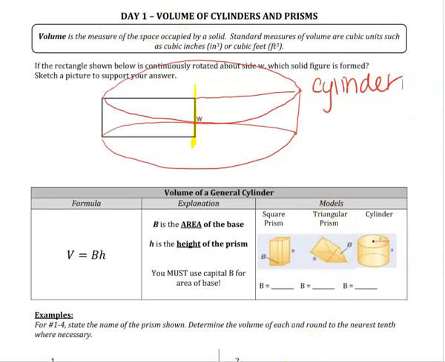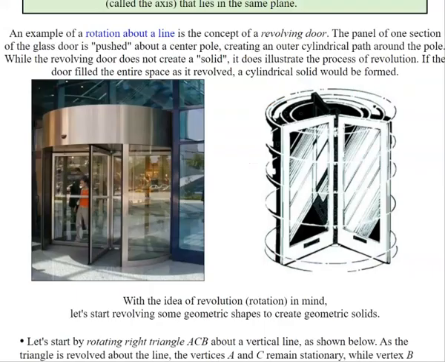Now, in real life, we could think about this as a revolving door. Here's a visual representation of what I mean. I'm sure you've all at some point been through a revolving door where you push the glass panel to get it to rotate around. That glass panel is in the shape of a rectangle. So as that rectangle gets continuously pushed around, you can see it is a cylinder shape.